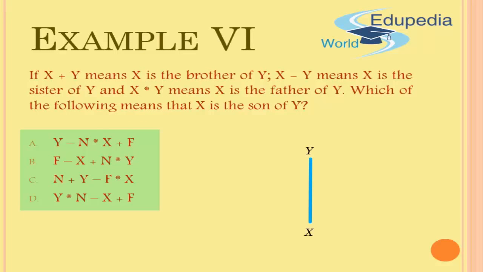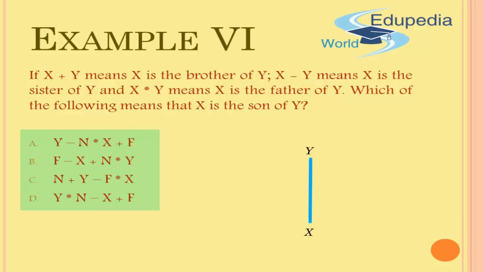So I will discard option A and come to option B, which says f minus x plus n asterisk y. So f minus x means that f is the sister of x. X plus n means x is the brother of n. So f, x and n are in the same generation.